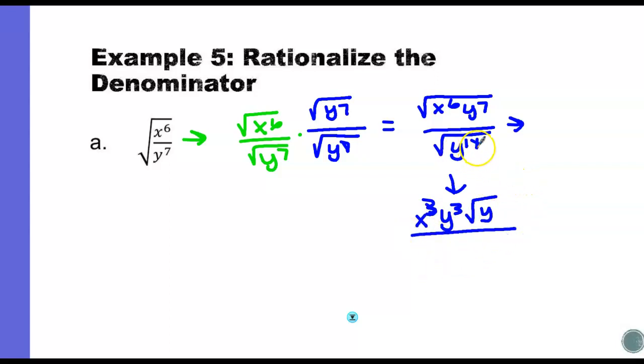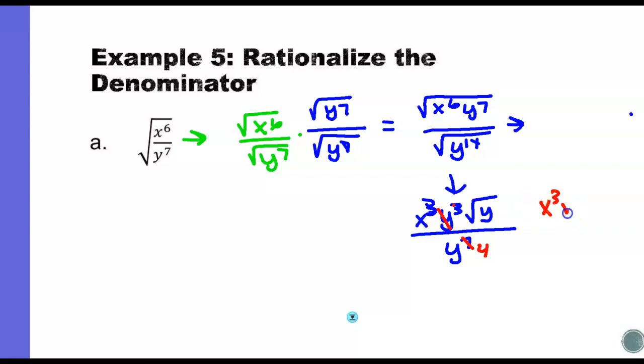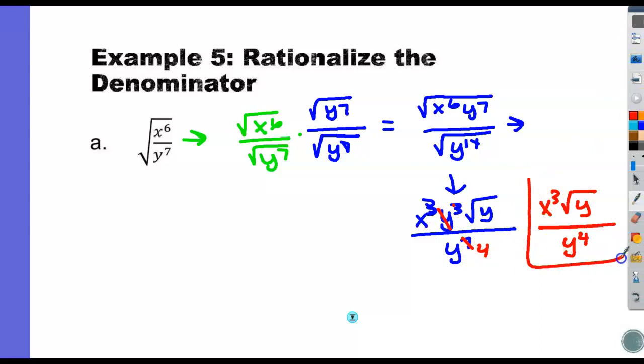On my denominator, let's think about what I'm going to have. If I wrote out 14 y's, then I will have 7 pairs. And one thing that I noticed is that because this is multiplication, I have some of these y's on top and bottom, then I want to make sure that I reduce things that are the same on top and bottom. This would reduce. So I'm going to be left with x to the third square root of y over y to the fourth. Because remember, if I have exponents that I need to subtract them, 3 minus 7 would give me 4 left on the denominator.